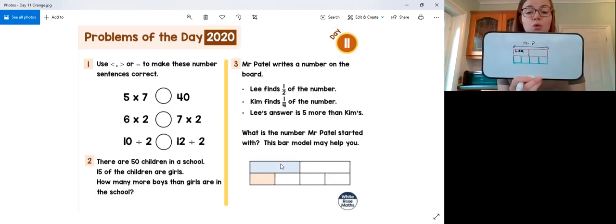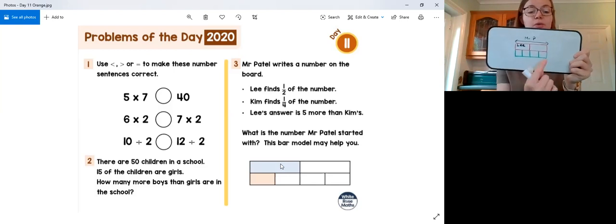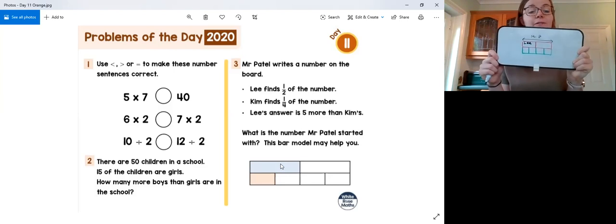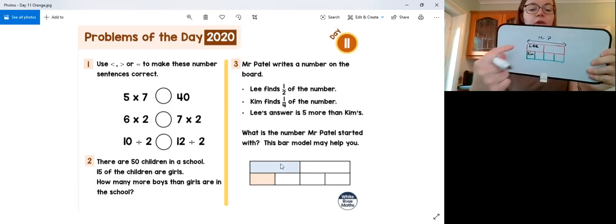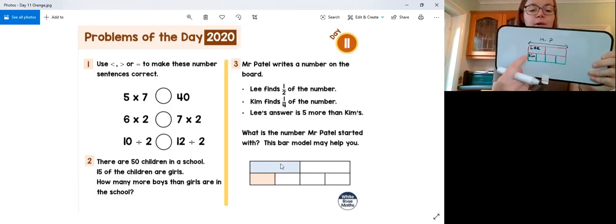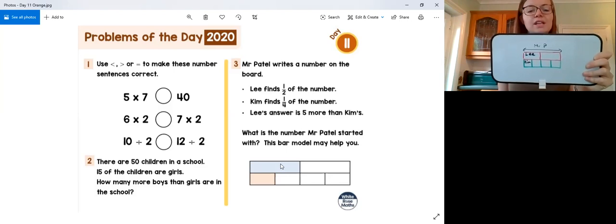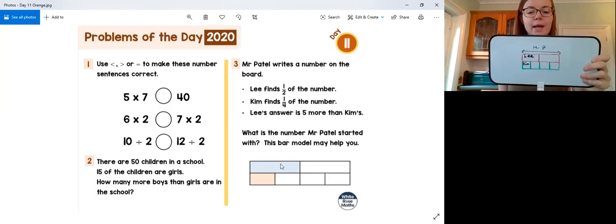Now Kim finds a quarter of the number. So hers is the green bar because 1, 2, 3, 4, it's been split into 4 equal groups. So I'm going to label the first green box Kim. So Lee found this box and Kim found this box.